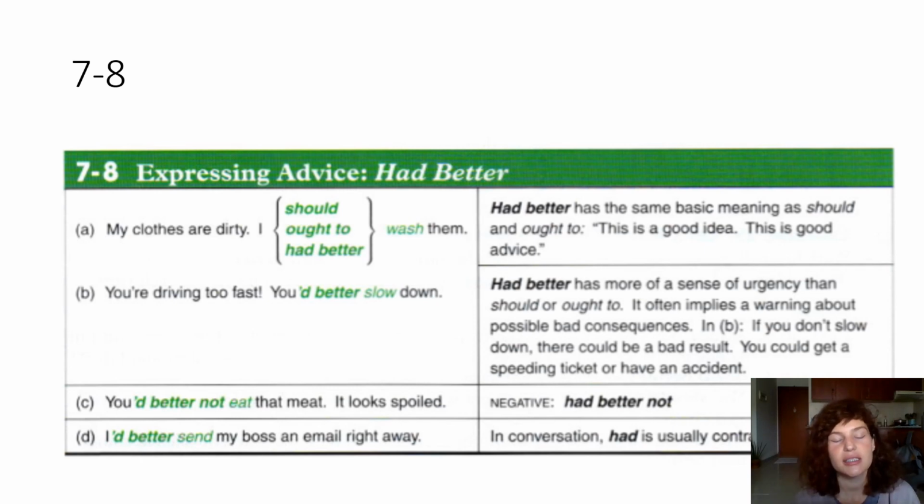So let's take a look. My clothes are dirty. I should wash them. I ought to wash them. I had better wash them. The meaning here is essentially the same, right? If I am really serious though, I would use only had better, right? You're driving too fast, you had better slow down, right?